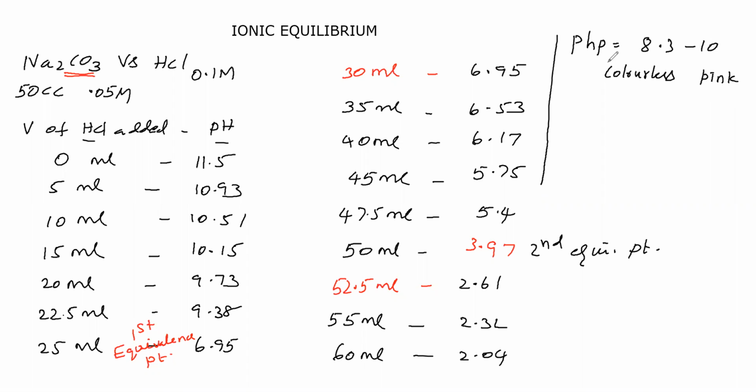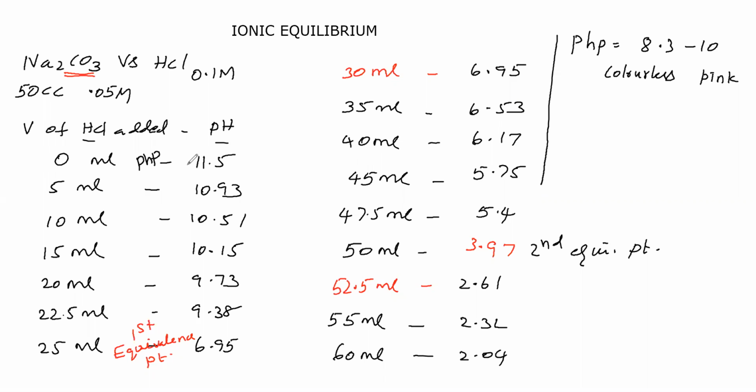Now let us take sodium carbonate solution, which is a colorless solution. HCl solution is also colorless. Now we will add phenolphthalein into the conical flask solution. We have added the phenolphthalein indicator. The pH of the conical flask solution is 11.5. Phenolphthalein will give pink color if the pH is 10 and above.